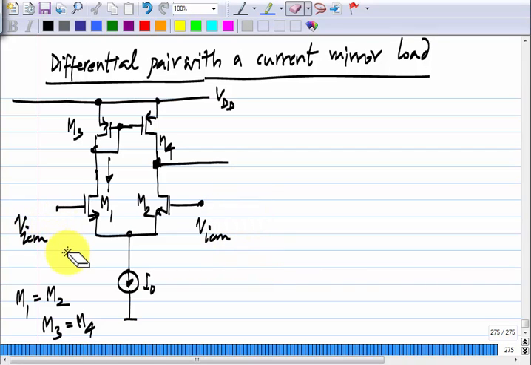Let us say I bias it like this, the gates of M1 and M2 are connected to VICM, the same voltage, and it is open loop, and let us assume that the transistors are exactly matched. What will be the voltage here?